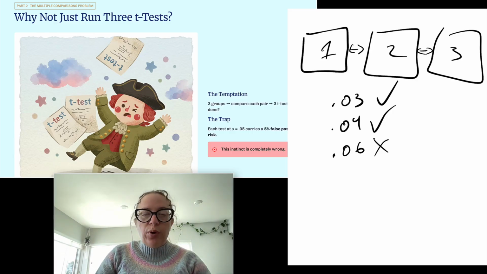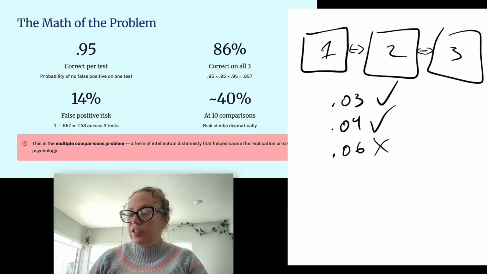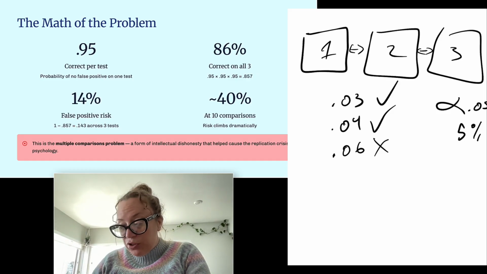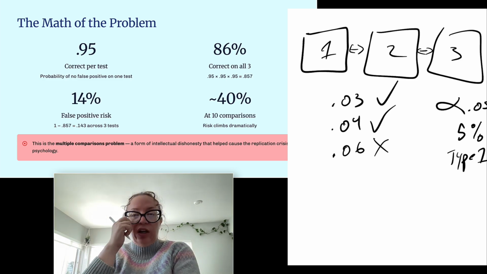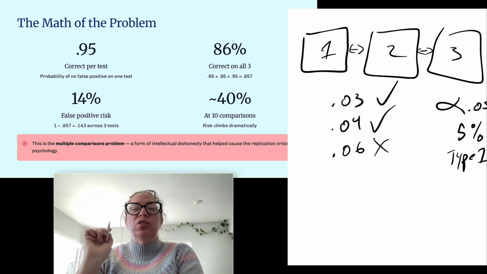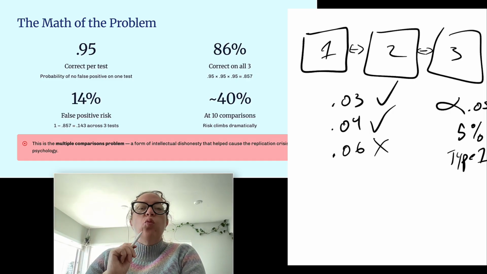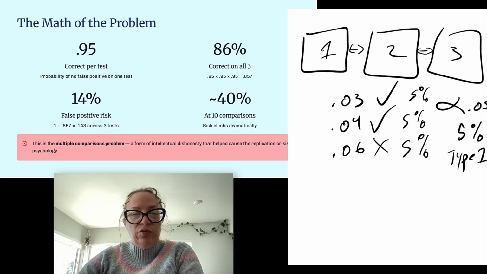But here's the problem. Every time you run a hypothesis test, if your alpha is 0.05, which is what we're doing in this class, you accept that there is a 5% chance of a false positive, a type 1 error, okay? You got lucky 95% of the time. But what happens when you run 3 separate tests? Each one has a 5% chance of being wrong. So 5% chance of being wrong with this one, and a 5% chance of being wrong with this one, and a 5% chance of being wrong with that one.